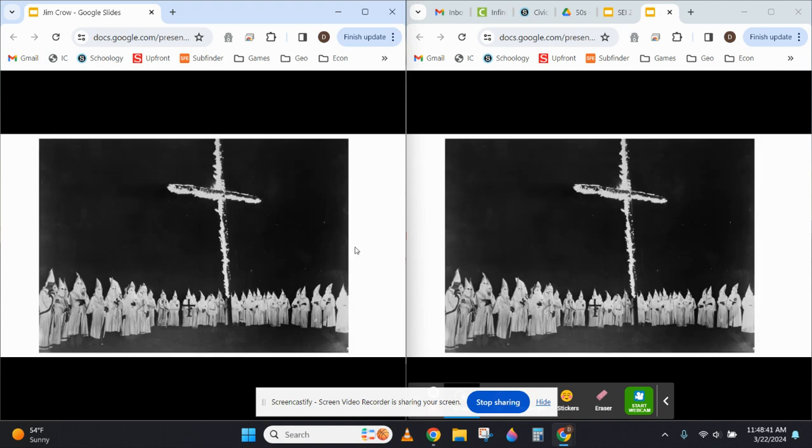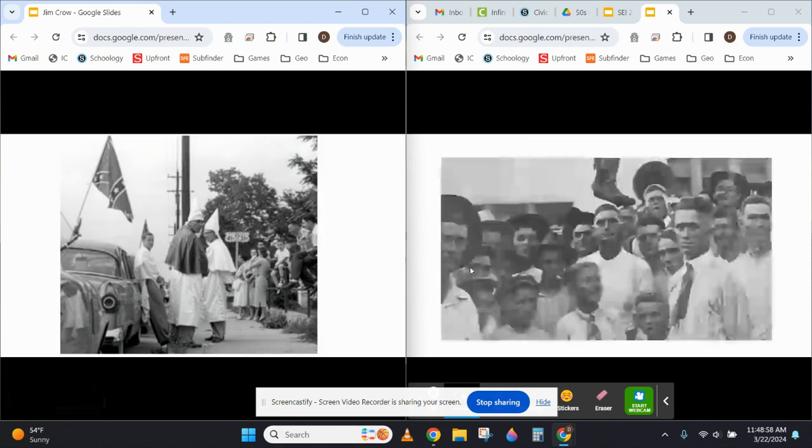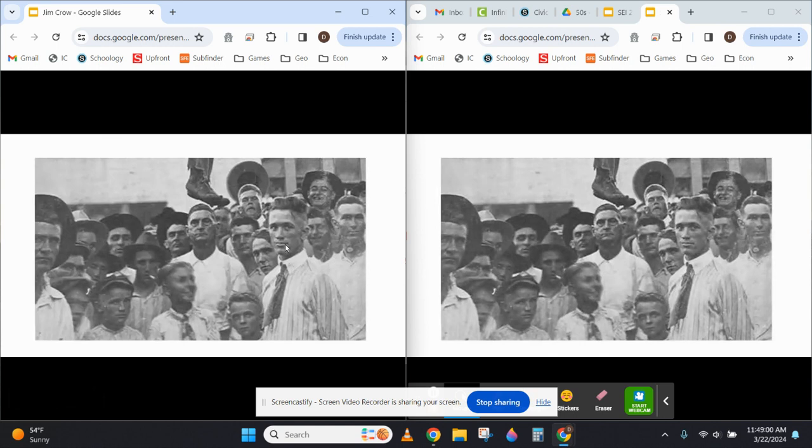Here are some examples of the KKK. They would wear robes. They had a bunch of weird symbols. It was almost like a cult in a lot of ways. I'm not sure what all the symbols mean, but they would burn crosses. That was a threat to certain people. And like I said, they were very violent. Here's a picture of lynching. The whole community came out to watch, and you can see the victim's feet hanging in the picture.